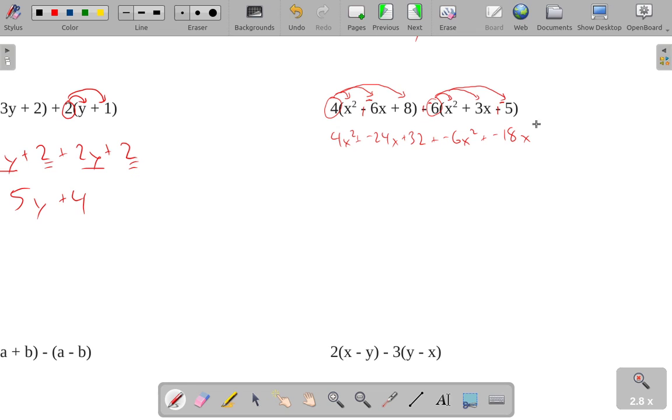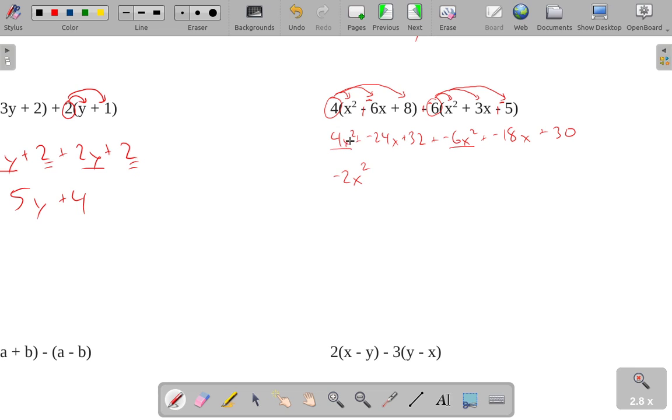-6 times -5 is +30. All right, so I've distributed and gotten rid of all my parentheses. Now I can combine like terms. 4x squared and -6x squared is -2x squared. So that's this one and this one. 4 minus 6 is -2.